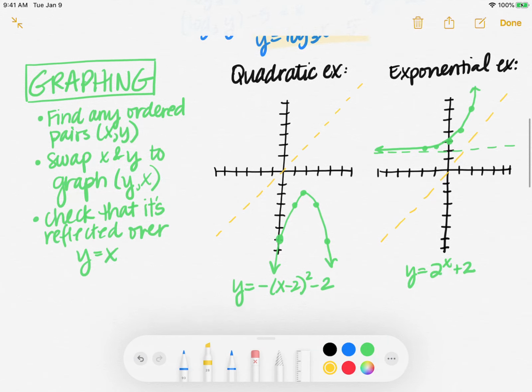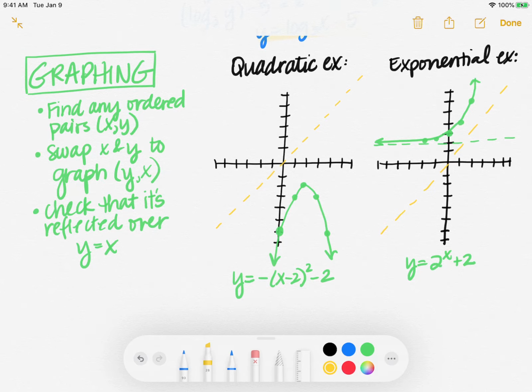Okay, graphing. Two examples for graphing. One of them is quadratic, one of them is exponential. You guys hit the nail on the head when you told me that you find any points on the original function, swap them, x, y becomes y, x. My last step to you would be to actually just double check: does it look like a reflection over the line y equals x? Does it actually look like it's mirrored over this line?